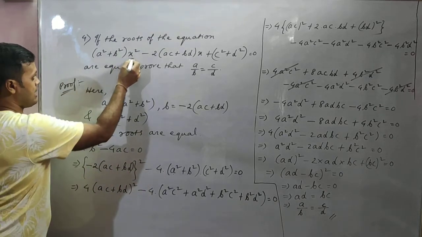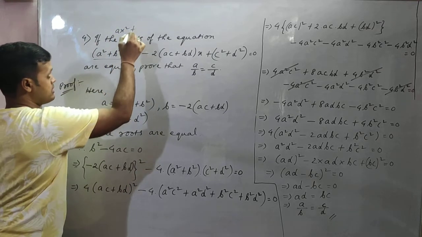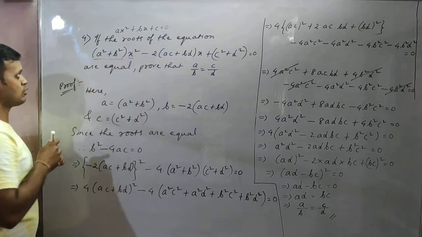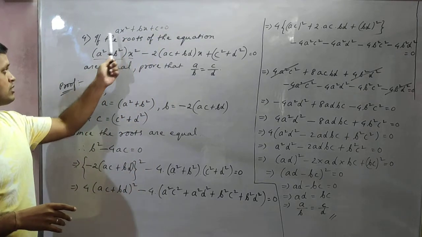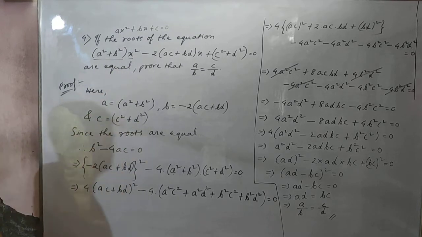Along with x square, our form is the main form of a quadratic. The standard form of a quadratic is what? Ax square plus bx plus c, isn't it? Whatever is the coefficient of x square is a. The coefficient of x square is what here? A square plus b square. So a is equal to a square plus b square.